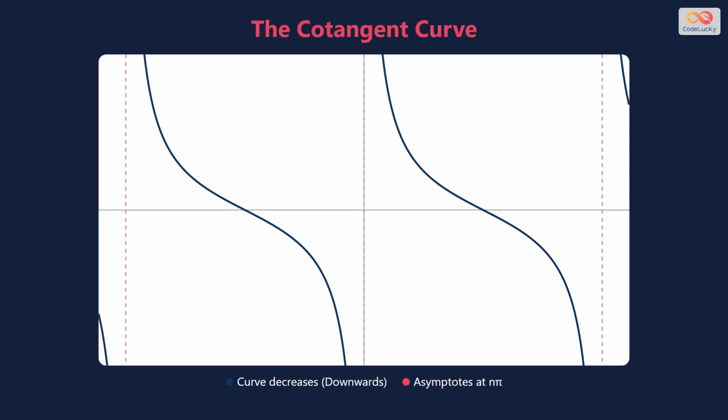Putting it all together, we get this curve. Unlike tangent, which increases, the cotangent function decreases from left to right. It starts high near the left asymptote, crosses 0 in the middle, and goes down towards negative infinity near the right asymptote.